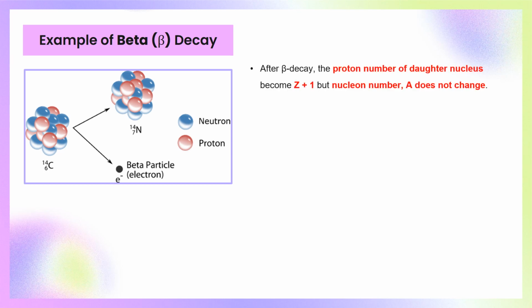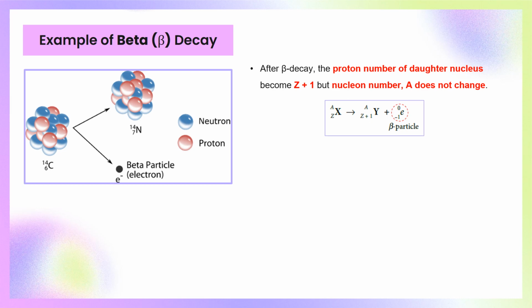This is an example of beta decay, where carbon-14 undergoes the decay process to produce nitrogen-14 and also a beta particle. After beta decay, the proton number of the daughter nucleus becomes Z plus 1, but the nucleon number A does not change. Let's look at this general equation for beta decay.